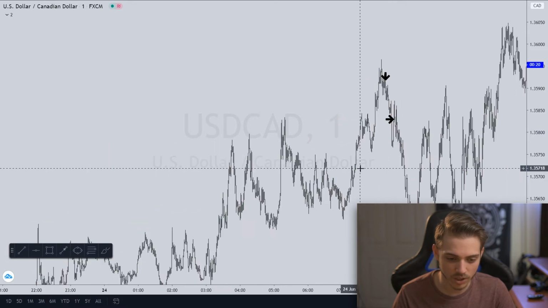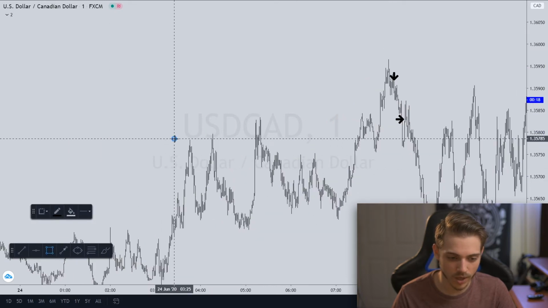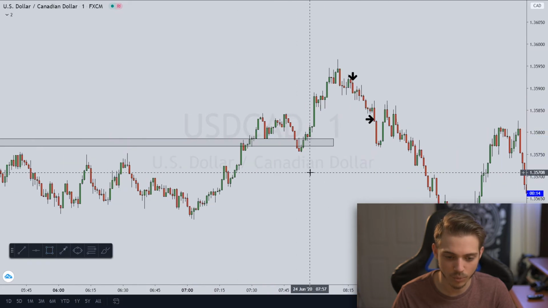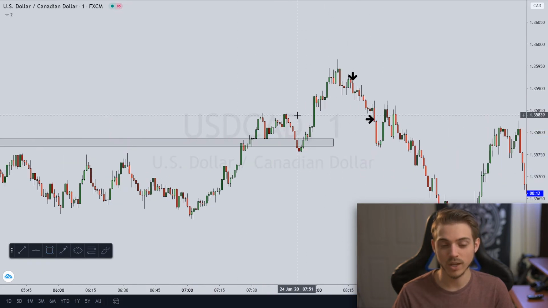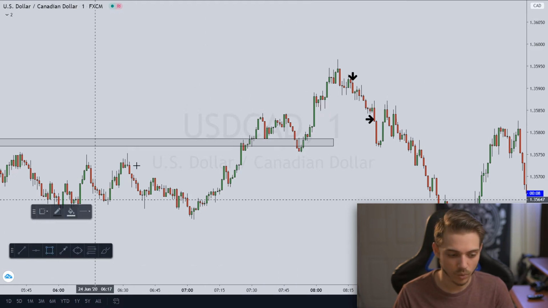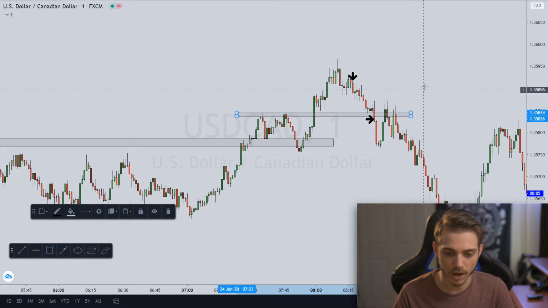So if we look into the past, we can see right here that we had a pretty strong level of resistance that then became support. So really what we were intentionally waiting for at the beginning was a retest of this level right here to look for a buy opportunity.